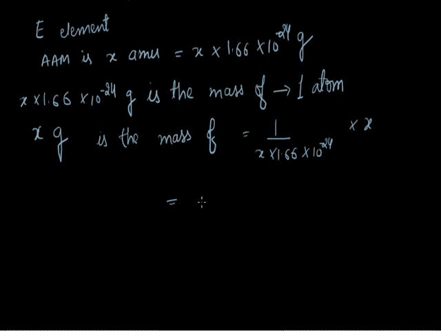Now if we solve this, it will be equal to 6.02 into 10 raised to the power 23, which means the gram atomic mass represents 6.02 into 10 raised to the power 23 atoms, and it is termed as Avogadro number or Na.